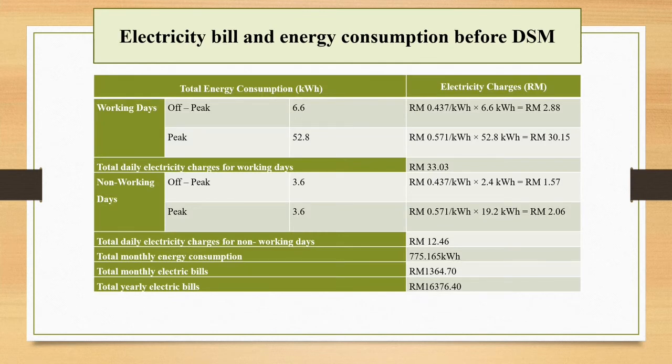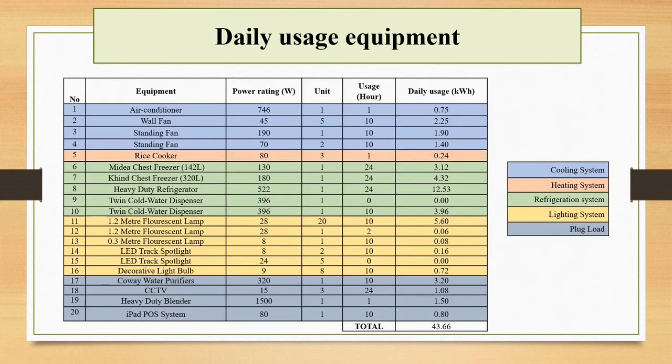Here is the electrical bill before DSM is applied. The electrical charges is being charged using Tarif A. This premise operates 22 days in a month. The monthly consumption is 775.165 kilowatt-hour, so the electrical bill would be 1,364 ringgit 70 cents. So the owner will spend on annual electrical bill is around 16,376 ringgit 40 cents.